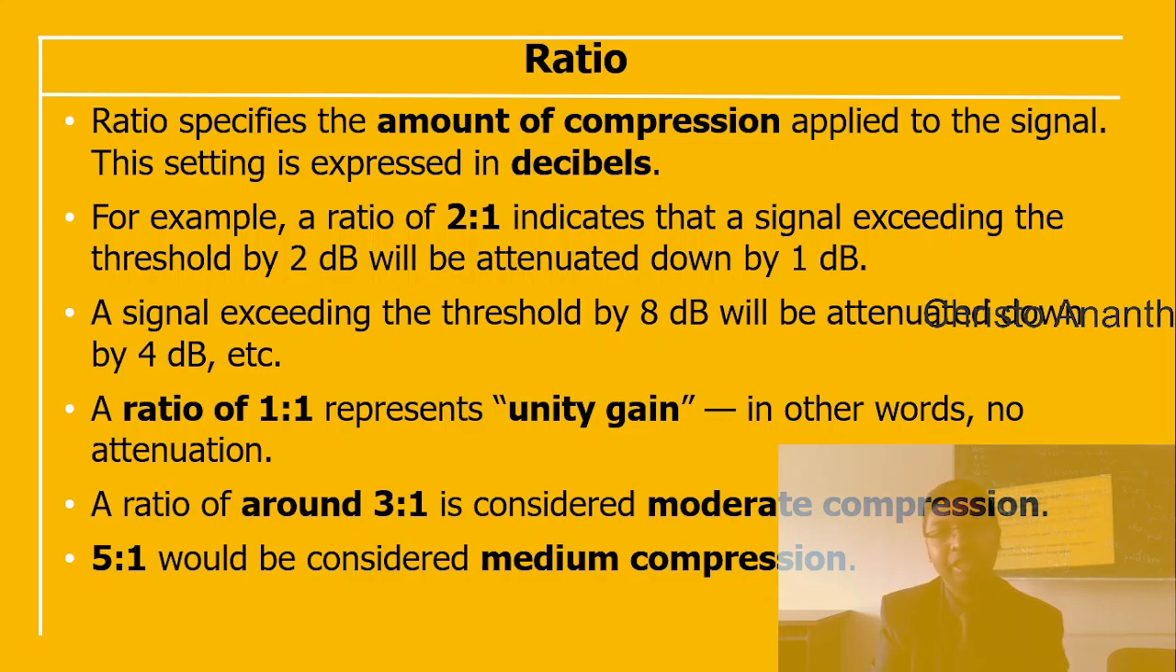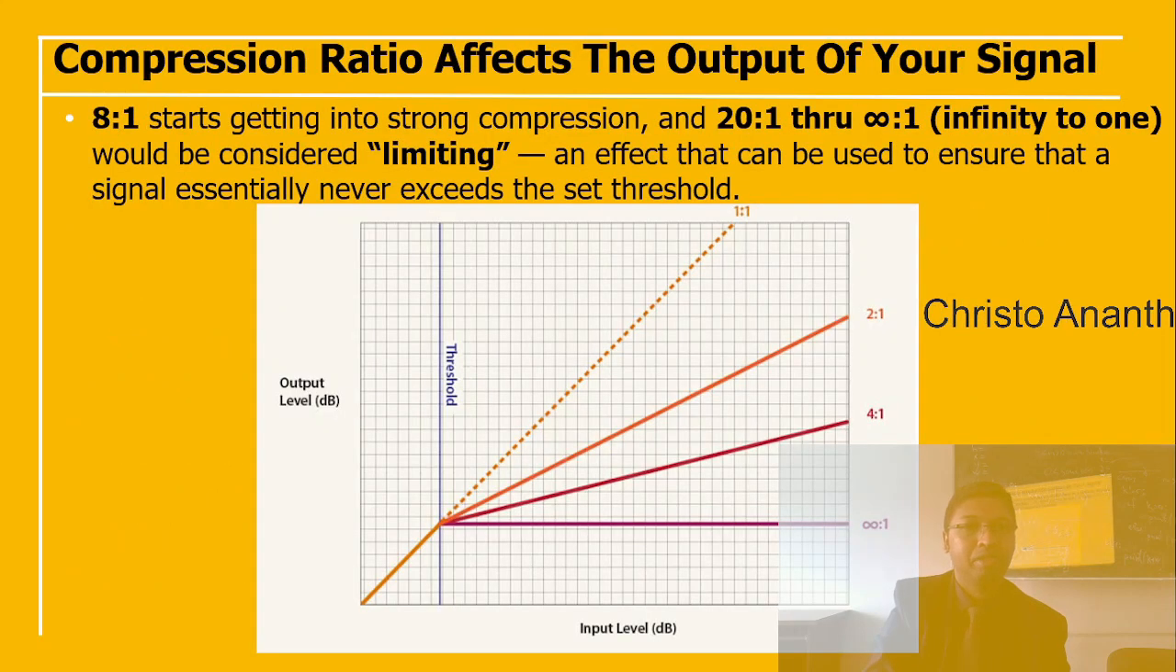Okay, so here we'll be having 1:1 ratio. That represents a unity gain. In other words, unity gain means no attenuation. Maybe if you have 3:1, which means moderate compression, and 5:1 will be medium compression. 8:1 strong compression, 20:1 or maybe infinity:1 would be the limiting factor. So that will be an effect to ensure that the signal essentially never exceeds a set threshold.